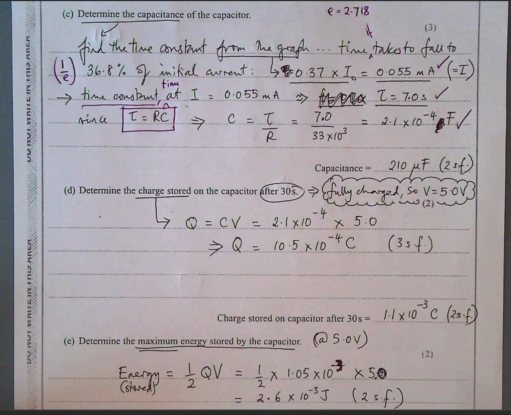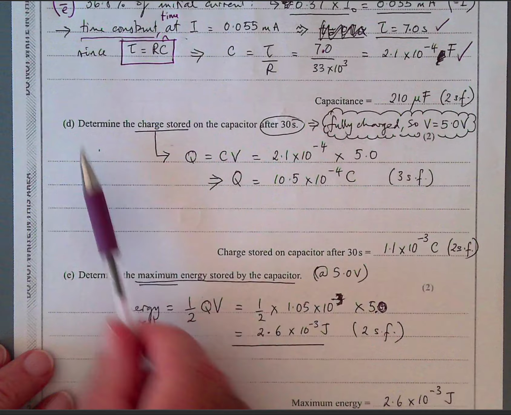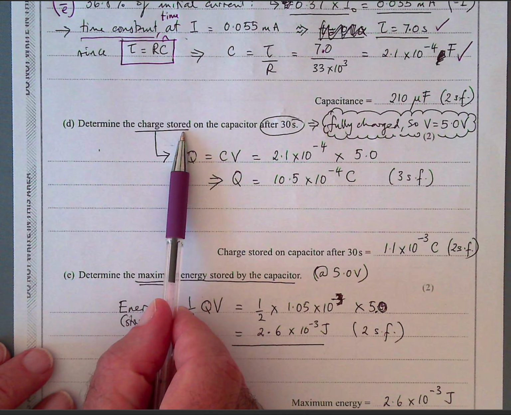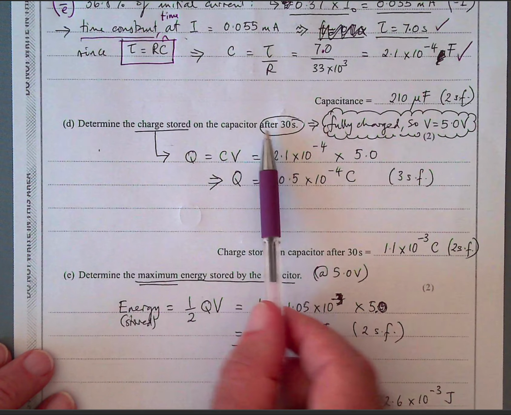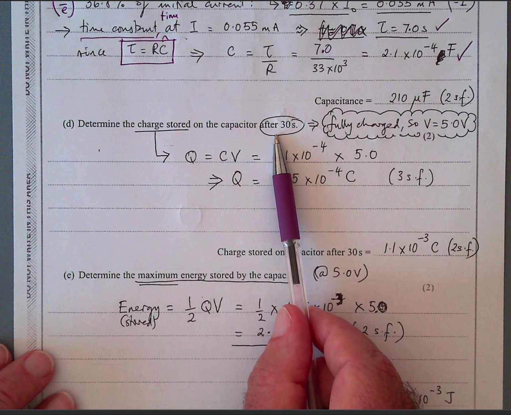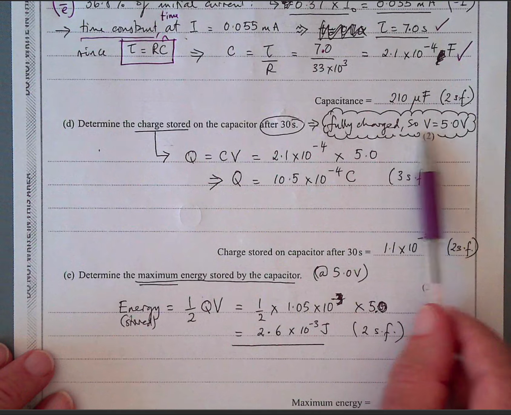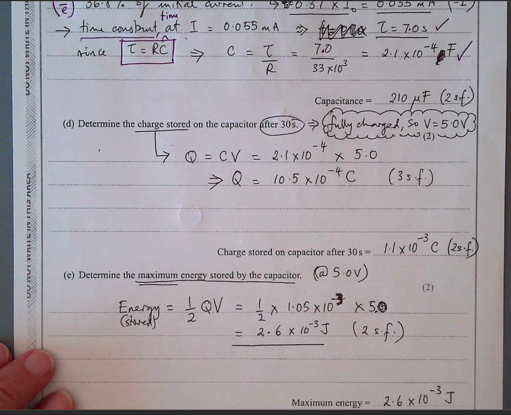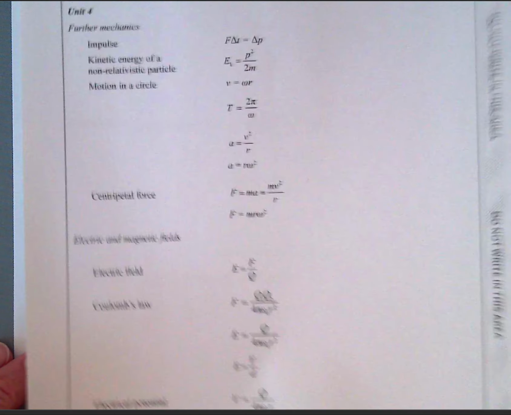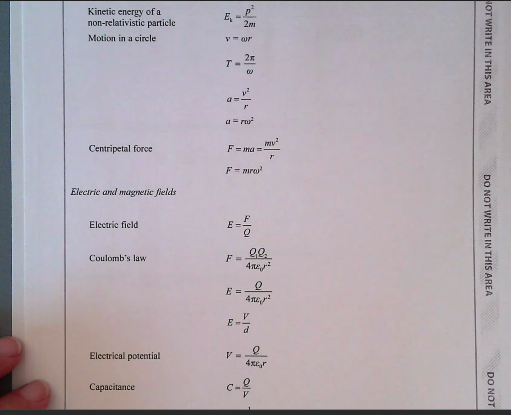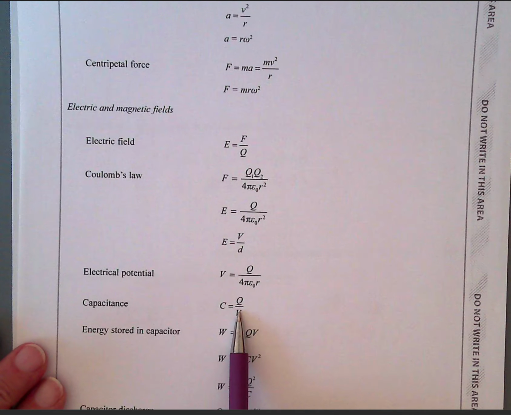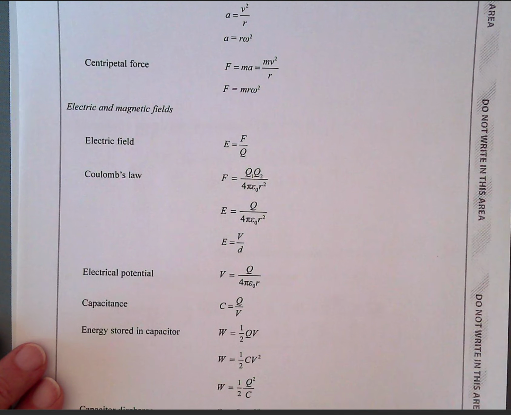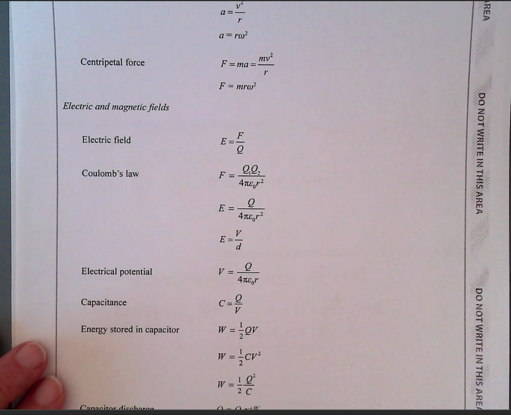So part D of this question then wants you to determine the charge stored on the capacitor after 30 seconds. So why are they saying after 30 seconds? Because after 30 seconds we know it's fully charged, so we know the voltage is 5.0 volts. And going back to the equations for capacitance, you should know them if you've done the capacitance chapters, and capacitance is basically the charge to voltage ratio. So how much charge does it store per unit volts?